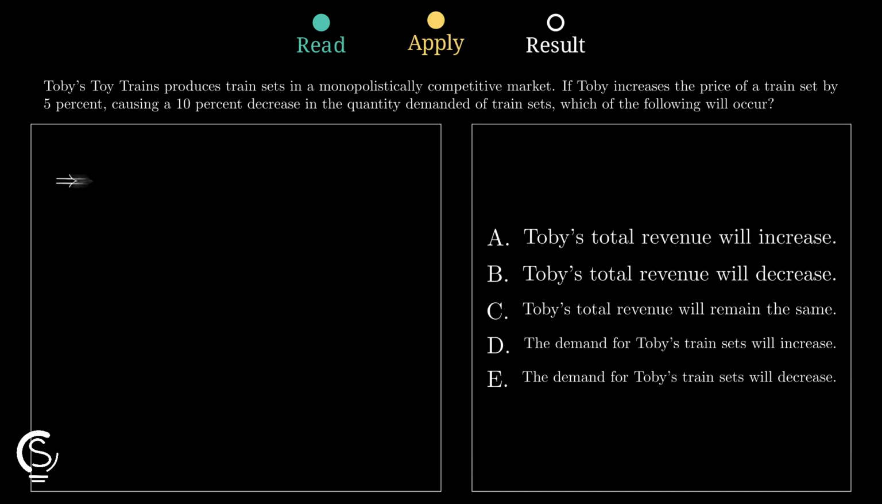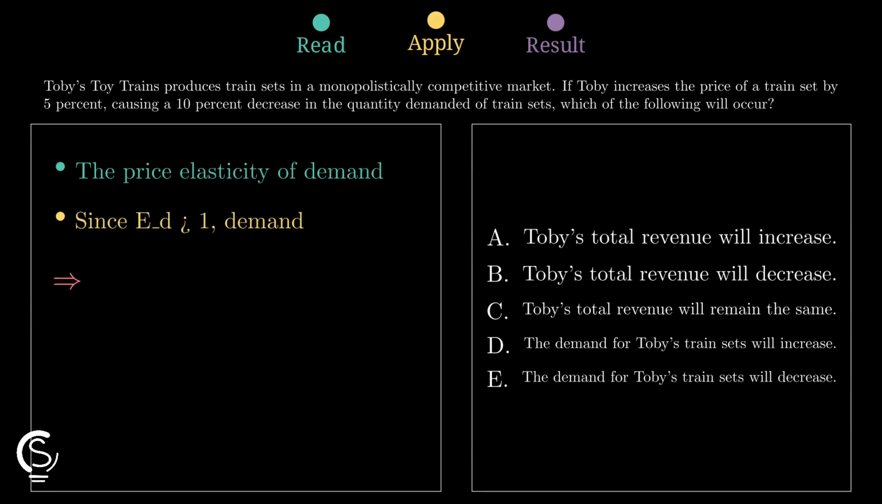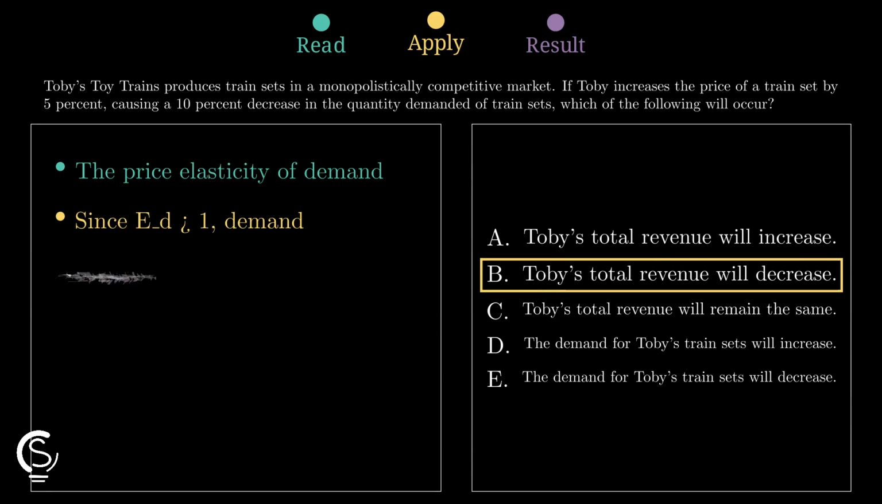Since our calculated elasticity is greater than 1, we know the demand for Toby's train sets is elastic. This means consumers are very sensitive to any changes in the current price. In the elastic range of the demand curve, increasing price leads to a drop in total revenue. Option B is the winner.